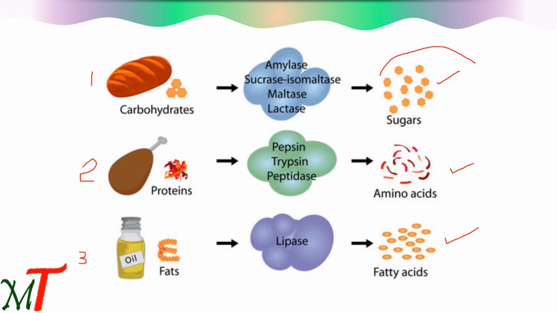These three, sugars, amino acids and fatty acids, are absorbed in the small intestine and transferred into the blood. Blood transfers these food materials to various parts of the body. In various parts, cells use oxygen and release energy. This is the digestive system process.